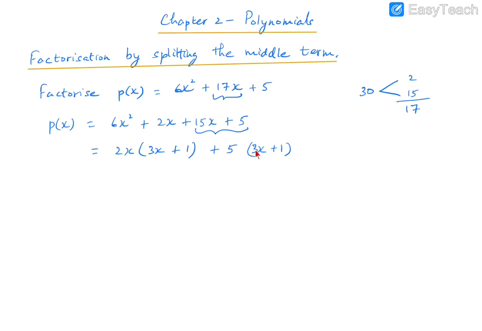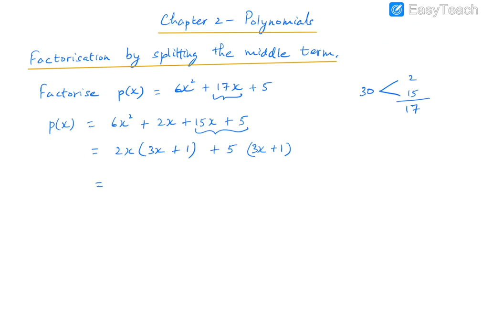So now we have the entire expression obtained. So 2x into 3x is 6x squared, plus 2x into 1 is 2x, plus 5 into 3x is 15x, plus 5 into plus 1 is plus 5. So we have all the terms that are in our original expression for the polynomial.